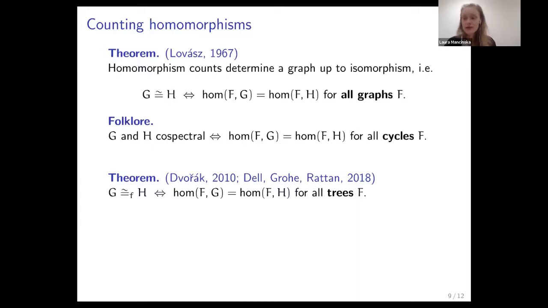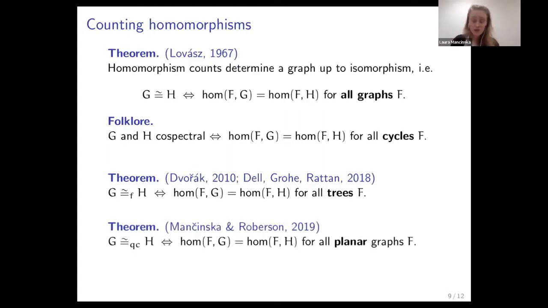Now, you might ask, what is the nice class of graphs that I still don't have on this slide? Well, it's planar graphs, and actually Dell, Grohe and Rattan asked, what happens if you look at the class of all planar graphs? What is the resulting relation on graphs, and what is the complexity of testing equality of homomorphism counts from all planar graphs? I bet this is not what they had in mind, but what we show is that the relation you get is exactly quantum isomorphism.